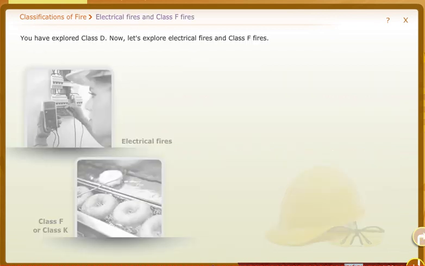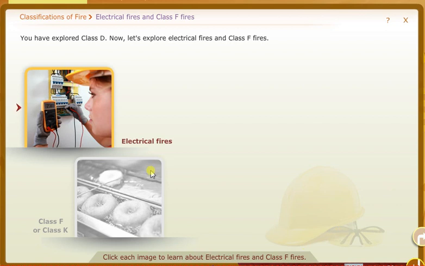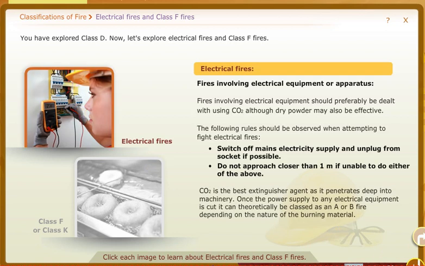You have explored Class D. Now, let's explore electrical fires and Class F fires. Electrical fires. Fires involving electrical equipment or apparatus. Fires involving electrical equipment should preferably be dealt with using CO2, although dry powder may also be effective. The following rules should be observed when attempting to fight electrical fires.